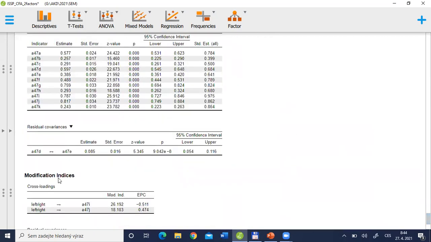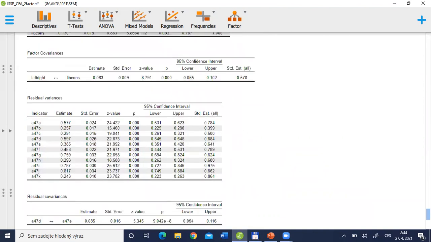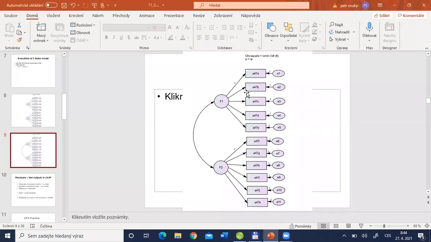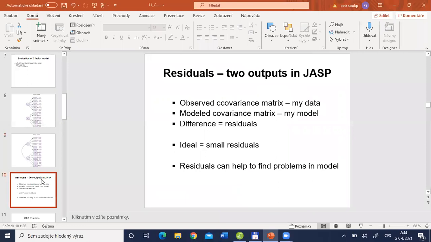Once again, I'm currently discussing factor covariances in the standardized version. So it means it's not covariance if it is standardized, it is correlation. So the correlation coefficient for these two latent variables is approximately 0.6. So that's another output. And the last discussion we would briefly go into would be devoted to so-called residuals.